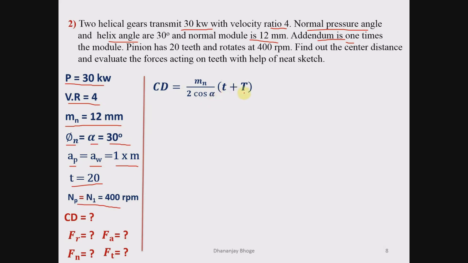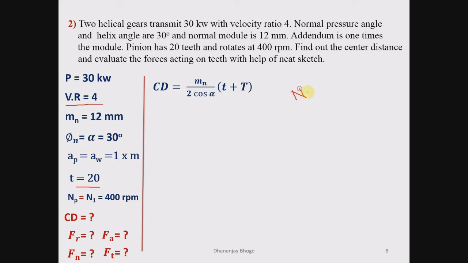Small t is given, capital T is not given. Right? Then how will we find capital T? Small t is 20. G is given. Read carefully. Velocity ratio is given as 4. Correct?